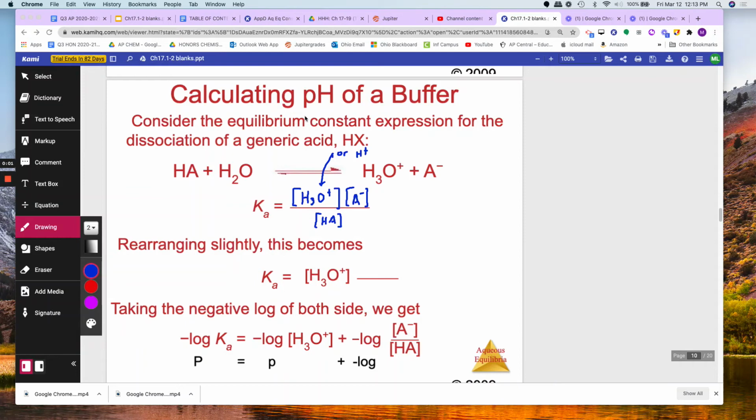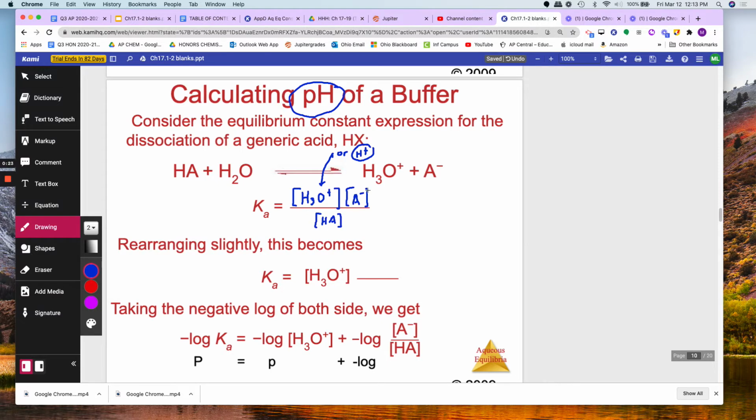In this lesson, you will be able to calculate the pH of a buffer. Okay, so here's the generic equation. HA plus water makes H3O plus and A minus. This H3O plus can be H plus, of course. They're the same thing. So Ka would be H3O plus times A minus over HA.